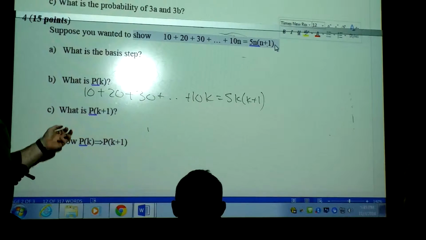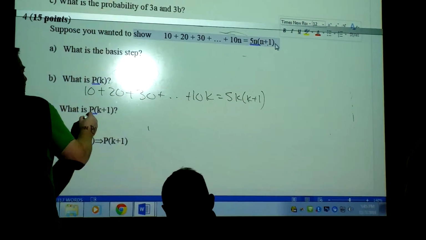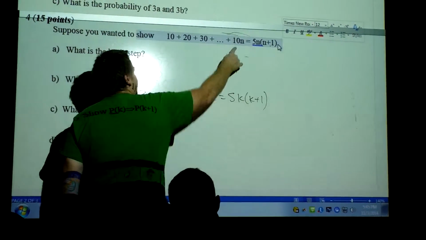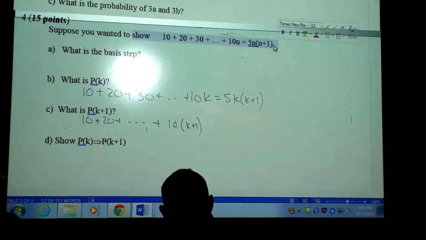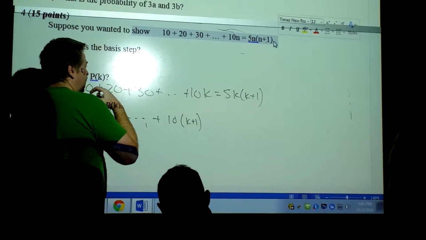The next one's probably P of K plus 1. That's where you just change your n's to K plus 1s. So 10 plus 20 plus 10 changes to K plus 1. Make sure you put parentheses there. Do we not leave 10K there? I thought it was 10K plus 10K.